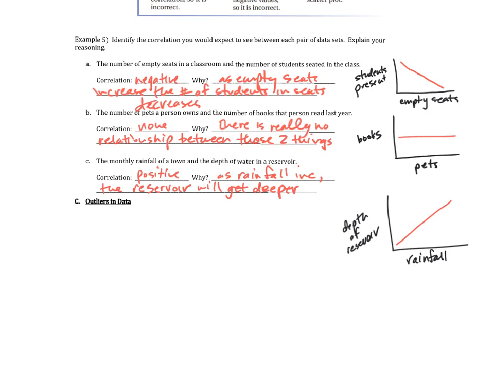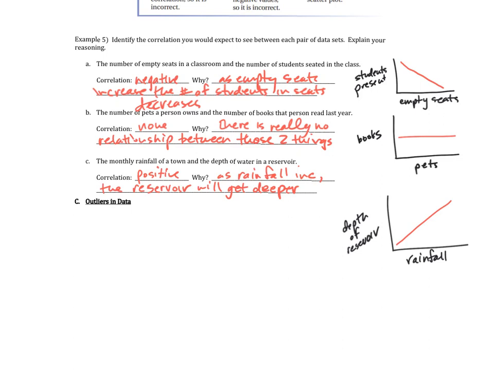Looking at the answers, example 5B, pets: the number of pets somebody has and the books they read really is no relationship, right? You could have 1,000 pets and read no books. You could have 1,000 pets and read 20 books. Doesn't matter, right? There's no correlation there. C though, as rainfall increases, the reservoir will for sure get deeper. So the more rainfall, the deeper the reservoir. That's a positive correlation. All right.